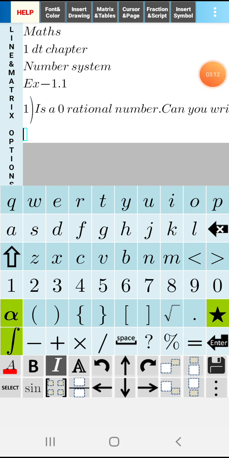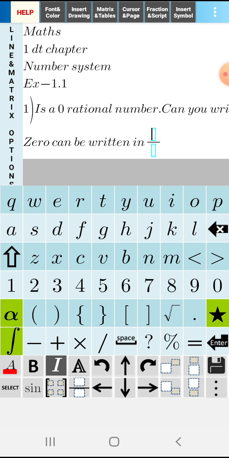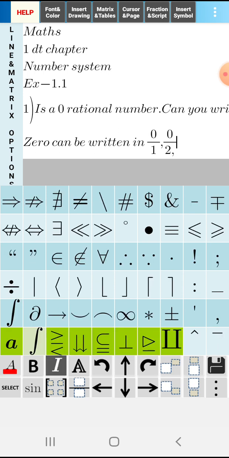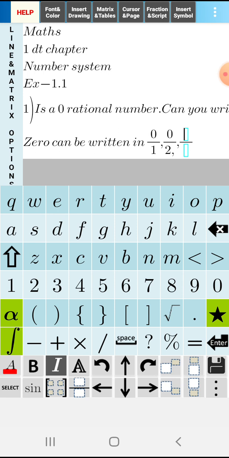To solve this, zero can be written as 0 by 1, or you can write it as 0 by 2, or you can write it in the form of 0 by 3. Like that the rational numbers will keep going on. The conclusion is, finally, zero can be written in P by Q form.